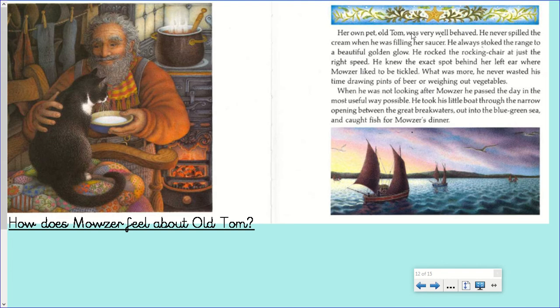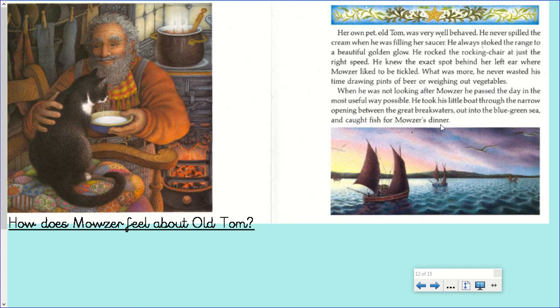Her own pet, old Tom, was very well behaved. He never spilled the cream when he was filling her saucer. He always stoked the range to a beautiful golden glow. He rocked the rocking chair at just the right speed. He knew the exact spot behind her left ear where Mouser liked to be tickled. What was more, he never wasted his time drawing pints of beer or weighing out vegetables. When he was not looking after Mouser, he passed the day in the most useful way possible. He took his little boat through the narrow opening between the great breakwaters out into the blue-green sea and caught fish for Mouser's dinner.